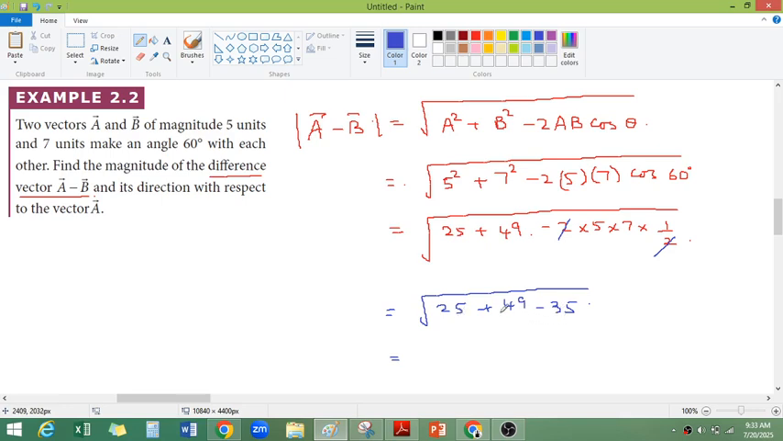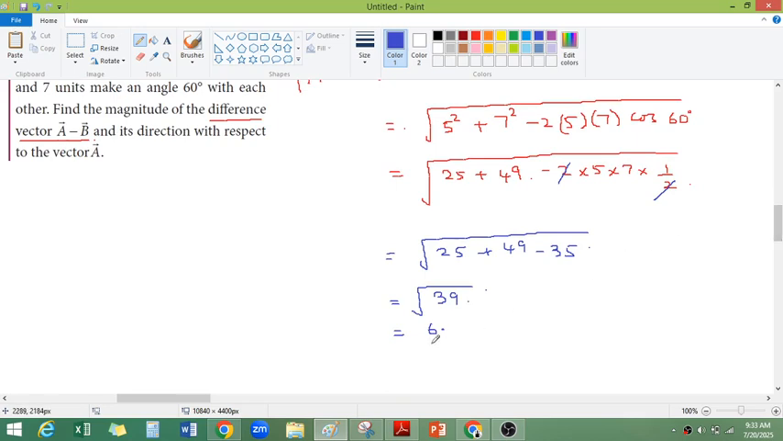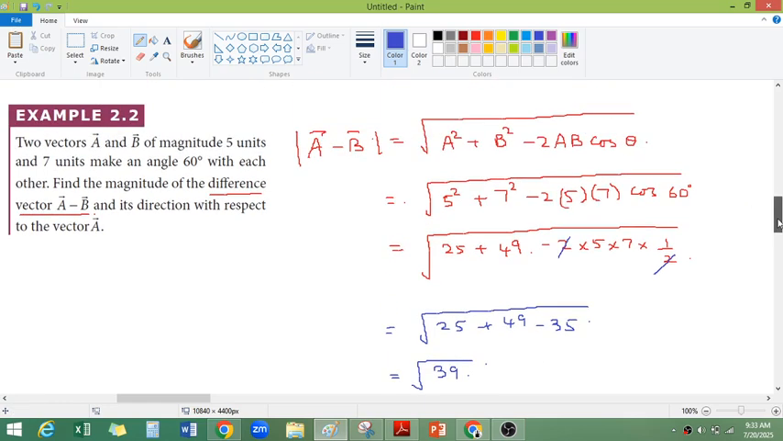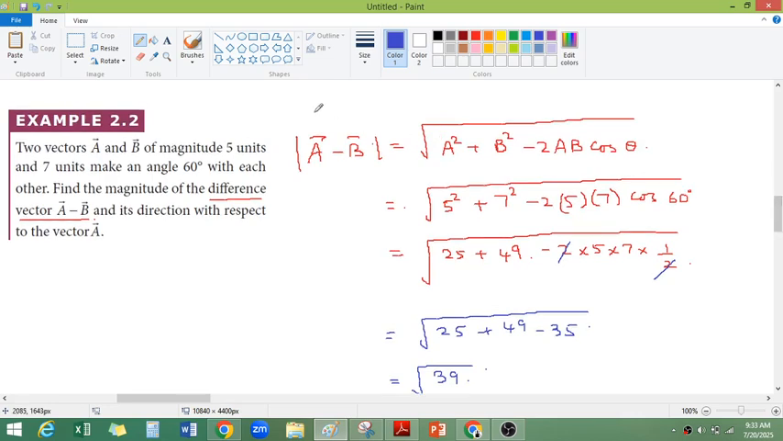49 minus 10, so it will be 39. So root of 39 is going to be something close to 6 point something, right? Root of 36 is 6, so it is 6 point something. That is only the magnitude, right? So this is the magnitude.